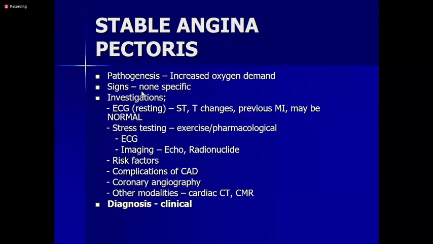Then, of course, part of the investigation is investigating for risk factors. We want to know whether they are diabetic, whether they have abnormal cholesterol, etc. Then we look for any complications of the coronary artery disease. Do they have evidence of heart failure? Do they have evidence that they have had a previous myocardial infarction, etc.? The sort of gold standard for demonstrating coronary artery disease, coronary anatomy, is coronary angiography.